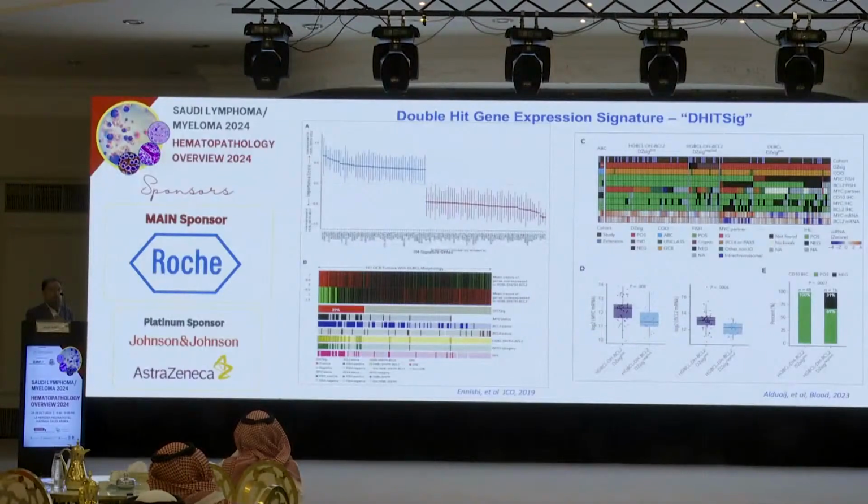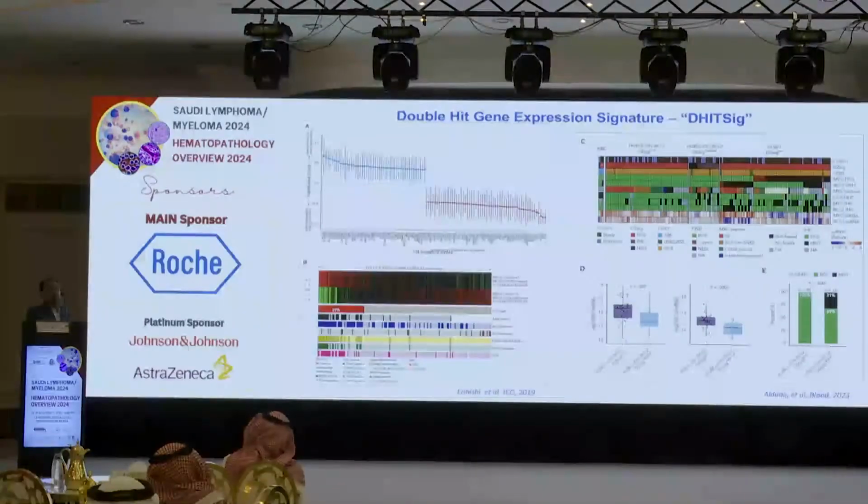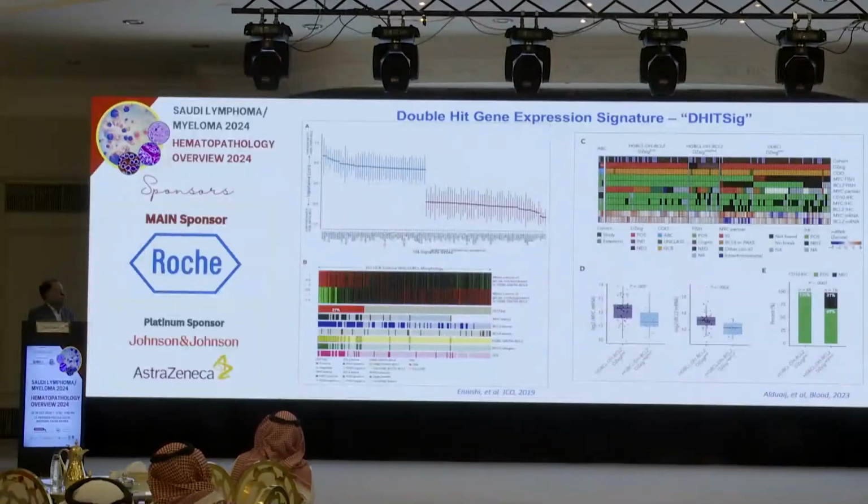So again, you're talking about 27%, and some of them are double hits, but half of them are not double hits by FISH. Which means that maybe 10 to 15% of cases will be missed easily if you're not doing the full workup with molecular techniques to find out whether this is double hit. So this has raised a lot of questions about FISH reliability.